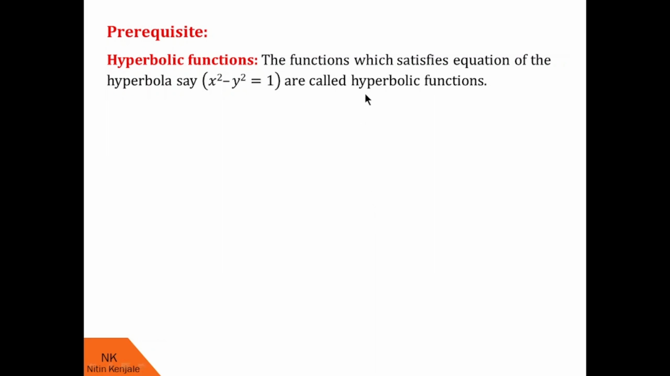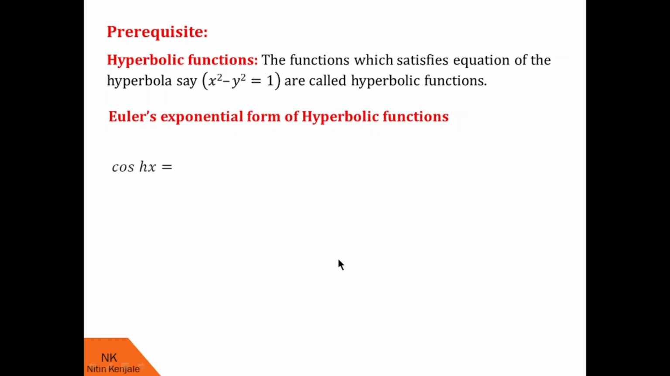The functions which satisfy the equation of the hyperbola, say x square minus y square is equal to 1, are called hyperbolic functions. Euler's exponential form of hyperbolic functions is as follows. Cos hx is e raised to x plus e raised to minus x upon 2. Sin hx is e raised to x minus e raised to minus x upon 2. And tan hx is e raised to x minus e raised to minus x upon e raised to x plus e raised to minus x.